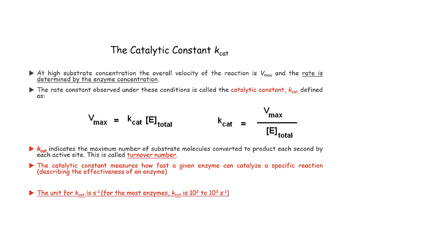So the catalytic constant measures how fast a given enzyme can catalyze a specific reaction, describing the effectiveness of the particular enzyme. The unit of Kcat is second inverse. For most enzymes, you will see that Kcat, or the turnover number, is around 100 to 1000 second inverse, even more for fast, efficiently working enzymes.